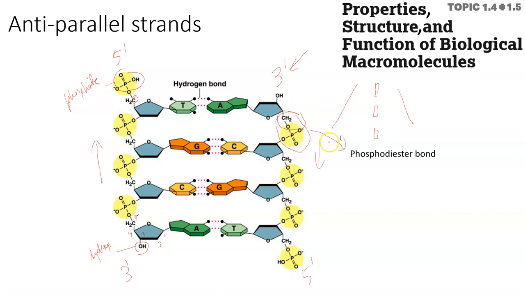This is a phosphodiester bond. That's the name of it. That's something I would know. I would know what a phosphodiester bond is and where you find it. These are found in nucleic acids, and it simply describes the specific bond between two nucleotides in the backbone.